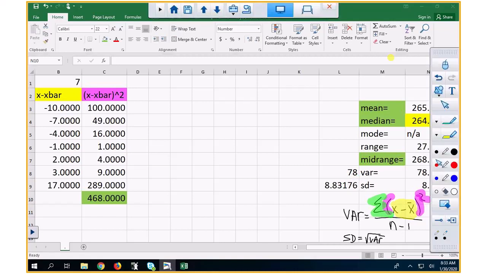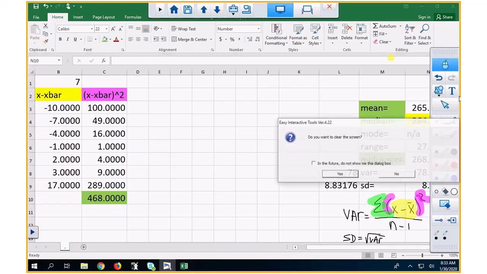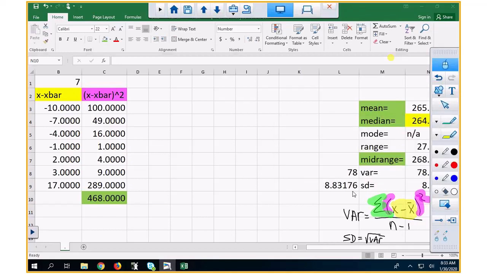Question, gripe, complaint. Now, what is the standard deviation? The standard deviation is another word for the spread. Okay? Standard deviation is another word for the spread.